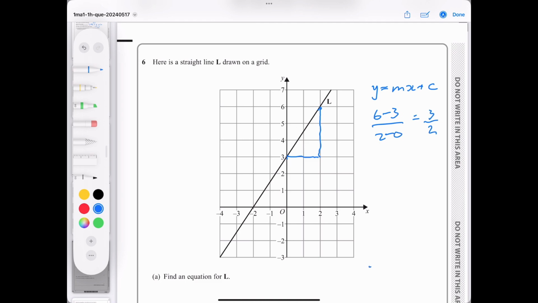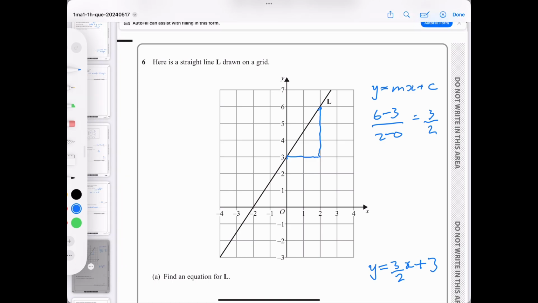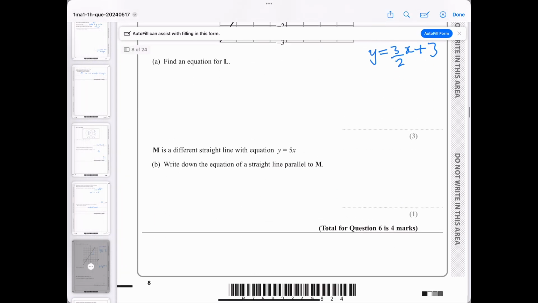So that means that y equals 3 over 2 x, and the point where it goes through the y-intercept is 3. So that's our equation.